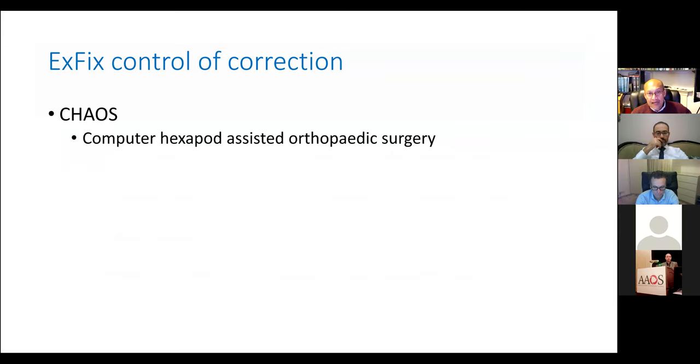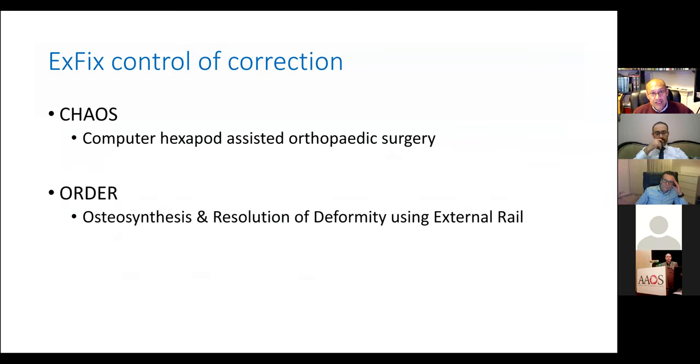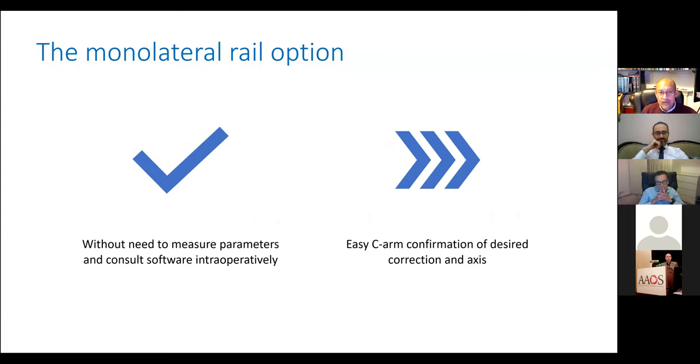In Liverpool, we have quite significant experience using rail fixators to do acute correction. One of the consultants in Liverpool has coined the acronym, instead of chaos, this is ORDER: osteosynthesis and resolution of deformity using an external rail. And I think it's actually a very good acronym because it contrasts with chaos. The monolateral option has significant advantages, and I will show them in this presentation.